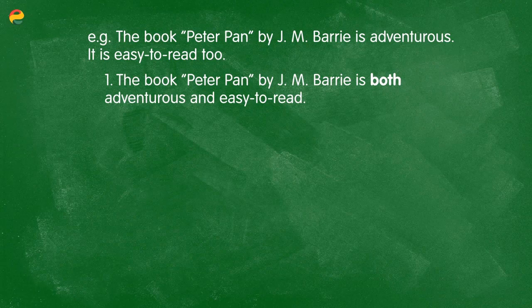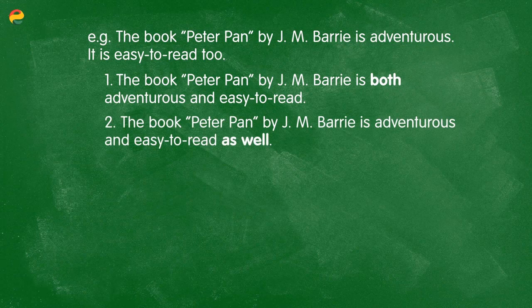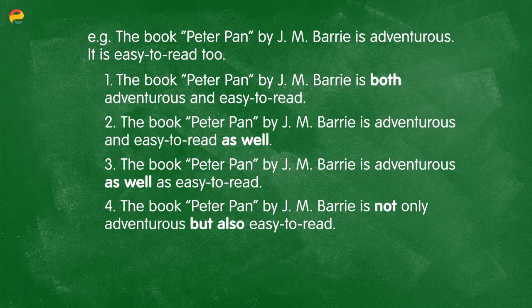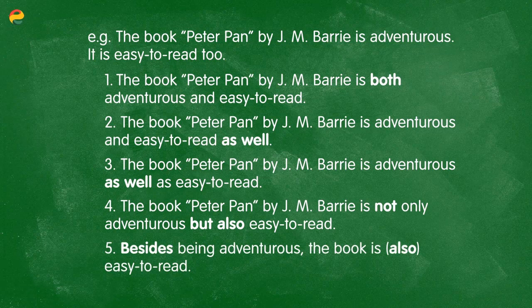I can say, the book Peter Pan by J.M. Barrie is both adventurous and easy to read. Or, the book Peter Pan by J.M. Barrie is adventurous and easy to read as well. Or I can say, the book Peter Pan by J.M. Barrie is adventurous as well as easy to read. Or even, the book Peter Pan is not only adventurous, but also easy to read. And finally, I can change my sentence structure entirely. And I can say, besides being adventurous, the book is also easy to read.